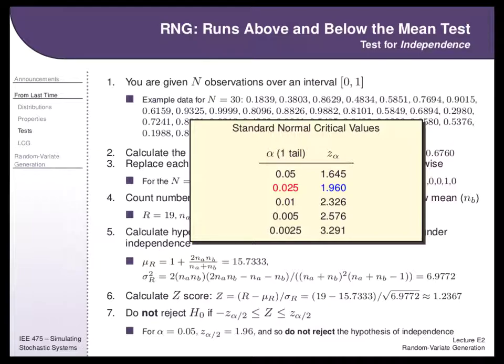So that's my critical value, 1.96. I calculated 1.23. 1.23 is within 1.96. And so I'm going to say I do not reject the hypothesis of independence. They might be autocorrelated, but I don't know. This test seems to say that we have no evidence to say that they are not independent. That's the runs test. Any questions about the runs test? How to calculate runs or anything like that?